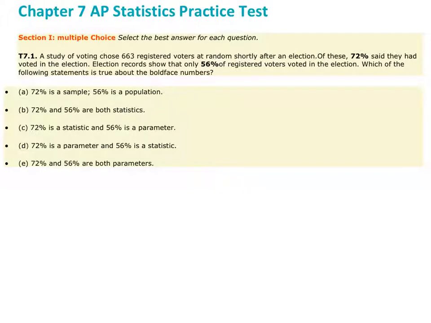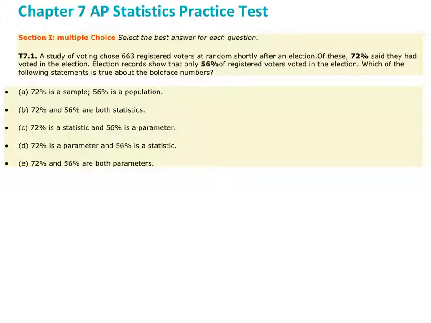Number 1 on the multiple choice. A study of voting chose 663 registered voters at random shortly after an election. Of these, 72% said they had voted in the election. Election records show that only 56% of voters registered voted in the election. Which of the following statements is true about the boldface terms?